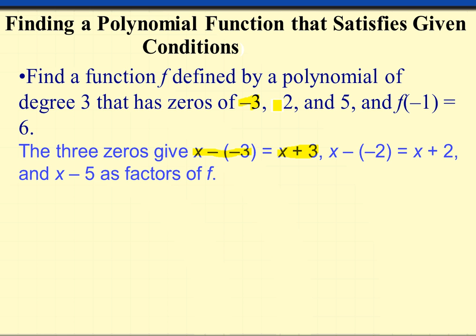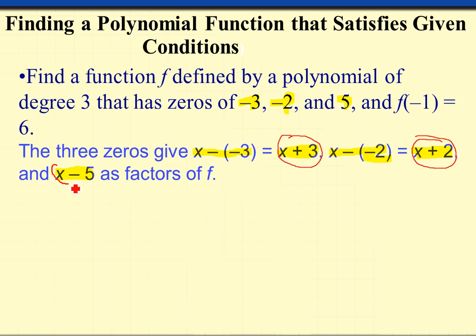Now here we have -2 is a 0, so x subtract -2 is a factor. Well, x subtract -2 is x plus 2. So x plus 2 is a factor of this. And finally, since 5 is a 0, then x minus that 0 is a factor. So x minus 5 is a factor. So we have the 3 factors already determined. Here's one of the 3 factors.